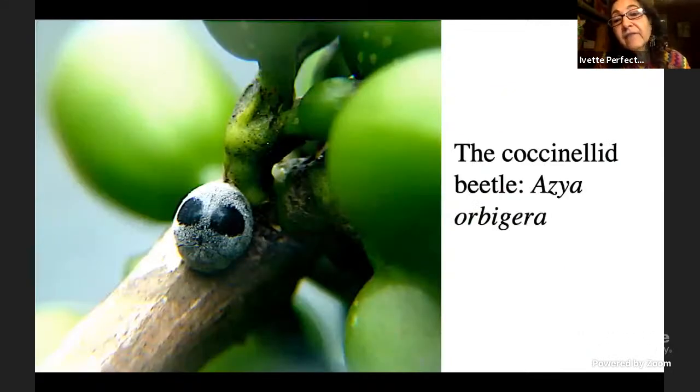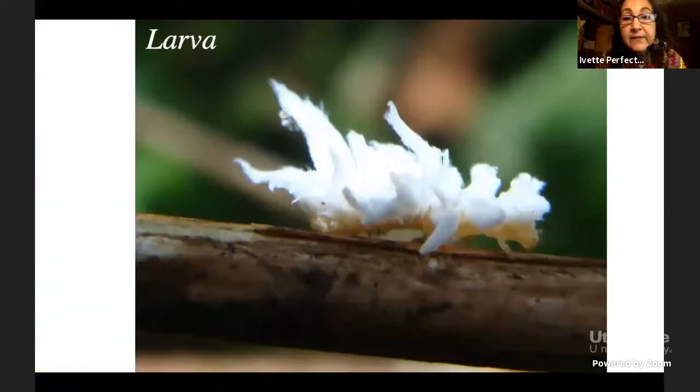Now, the scales have several natural enemies in the system, but the most important one, which is particularly effective, is this Coccinellid beetle called Azya orbigera. This is the beetle here, and this is the larva of the beetle. It's really cute. Coccinellid beetle.